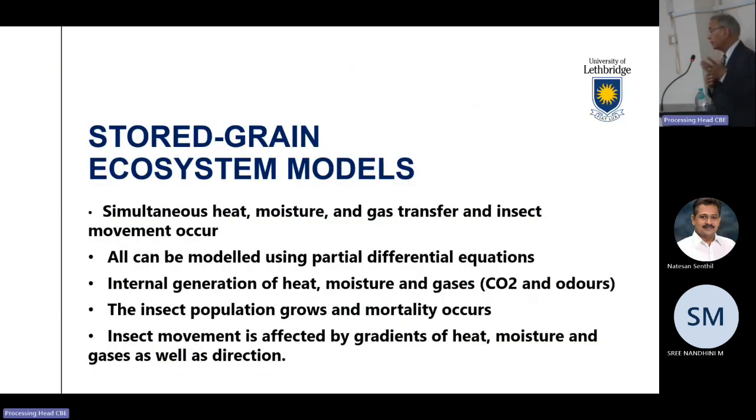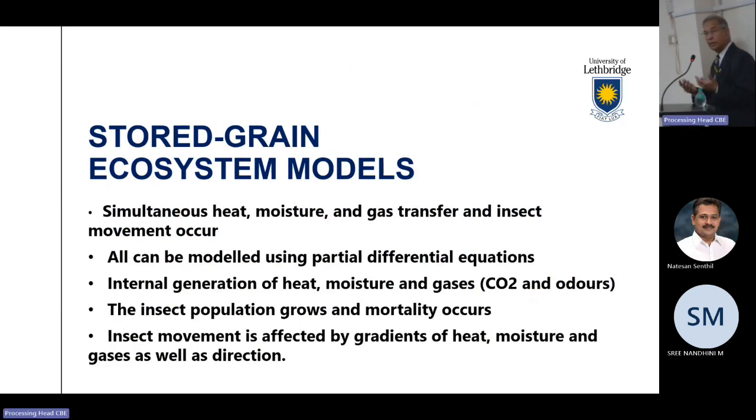Next. So stored grain ecosystem models, by now you would appreciate, require solution of 4 partial differential equations simultaneously: heat, moisture, gas transfer, and insect movement. These can be modeled using partial differential equations. It needs to handle the internal generation of heat, moisture, gases, and odors, for example.